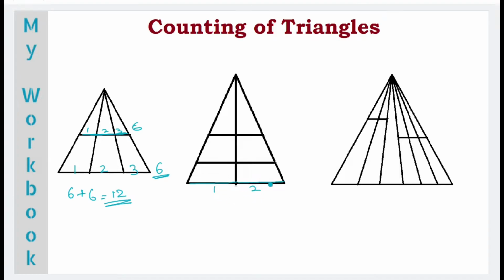So the total number of triangles with this line as base will be 1 plus 2, which is 3. Same way, this horizontal line is one possible base and it has been divided into 1, 2. So 1 plus 2, 3 triangles from this base. Here again, one horizontal line divided into two segments, and with this base there can be 3 possible triangles. So in this image as a whole, there will be 3 plus 3 plus 3, totally 9 triangles.